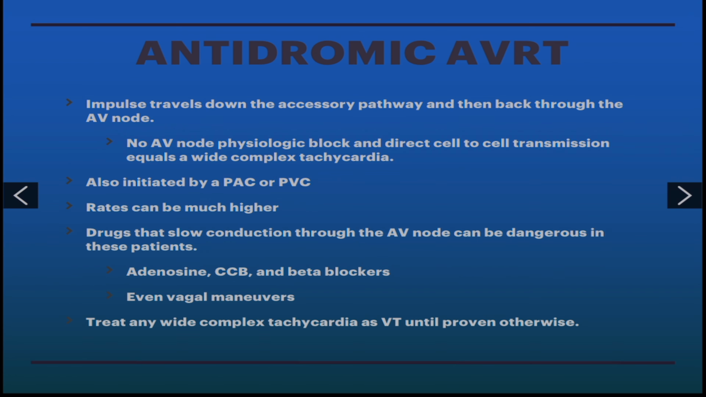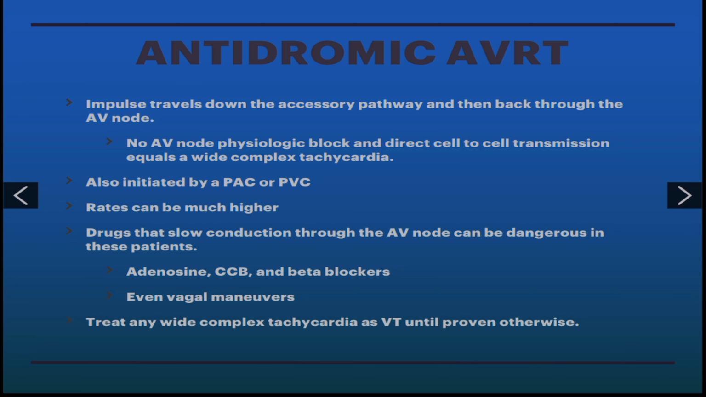tachycardia. In antidromic, like we talked about, the impulse travels down the accessory pathway first and then back through the AV node. So because the AV node cannot exert its physiological block, you get the direct cell-to-cell transmission, which equals the wide complex tachycardia. It can also be initiated by PAC or PVC. You see rates tend to be much higher in this type of AVRT. In this one, drugs that slow conduction through the AV node can actually be a little bit dangerous. So that would include adenosine, calcium channel blockers, and beta blockers, even vagal maneuvers.